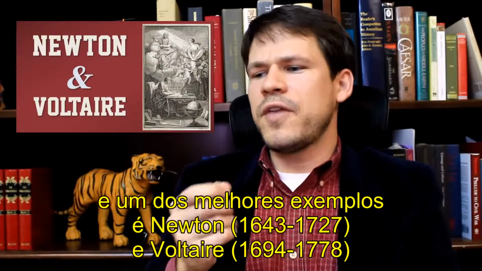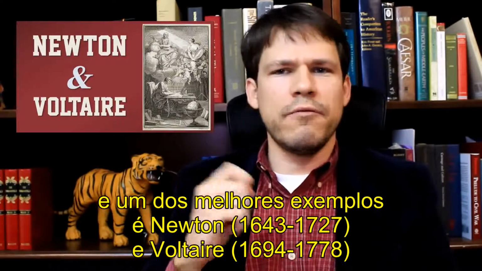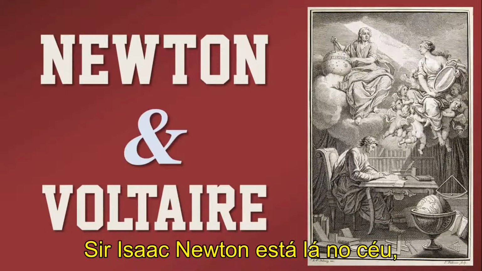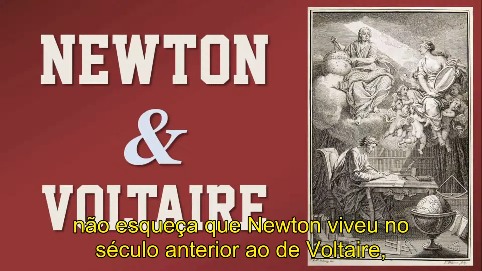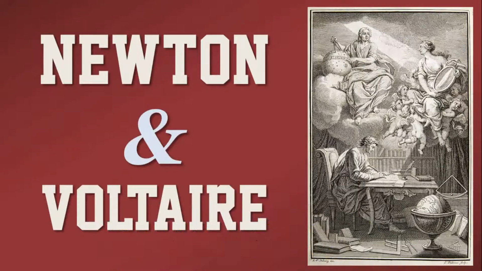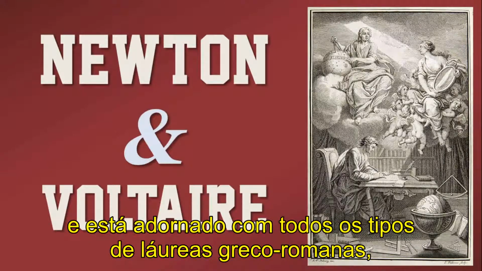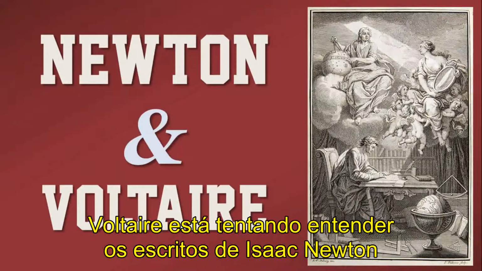And one of the best examples of this is Newton and Voltaire. When you look at this picture here, Sir Isaac Newton is up there in heaven. Keep in mind, he lived during the previous century. He wasn't there when Voltaire was there. And Voltaire is sitting there at his desk with all kinds of Greco-Roman laurels on and all of that kind of stuff, but he's trying to figure out Isaac Newton.